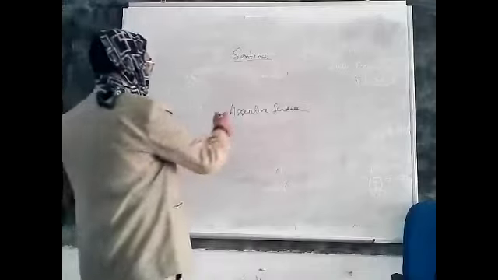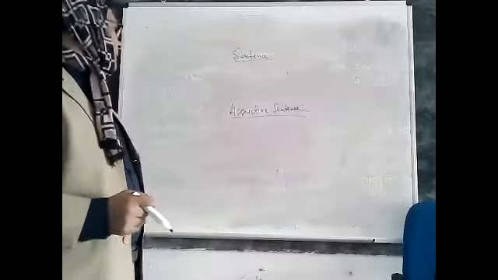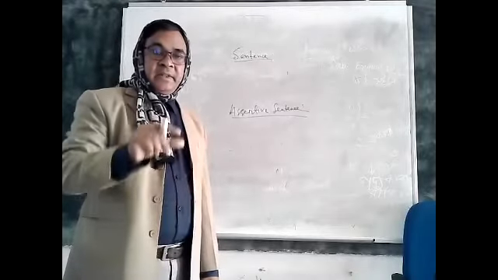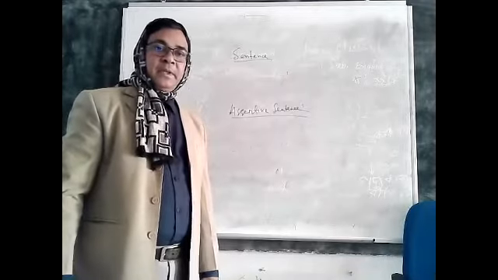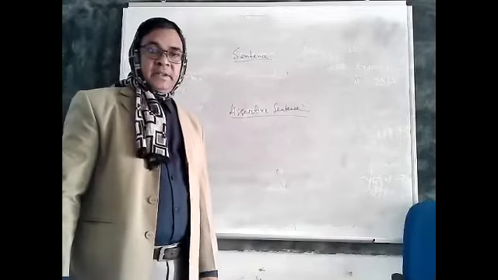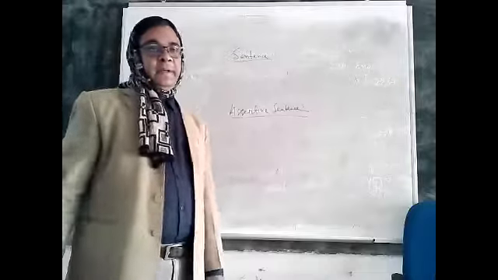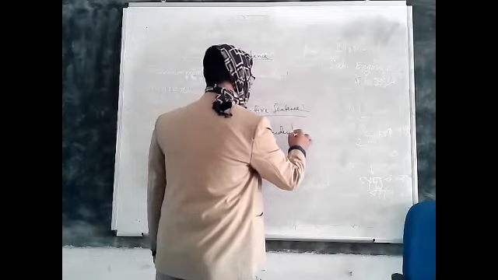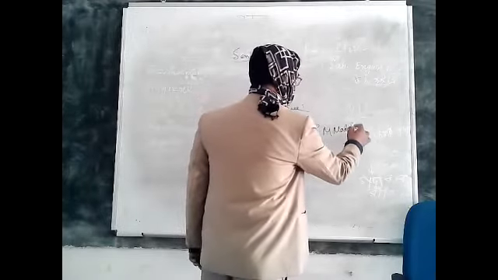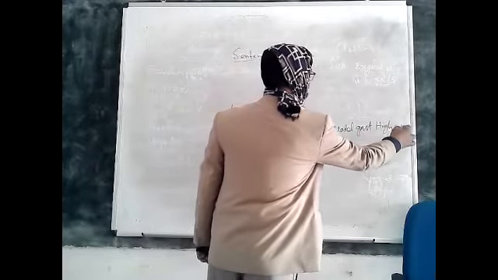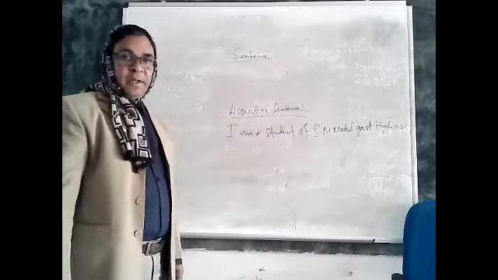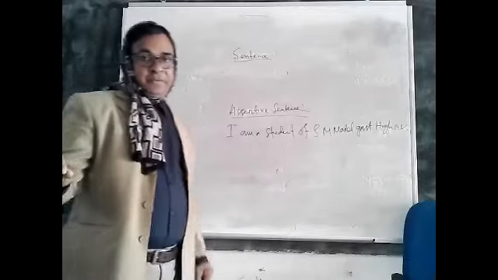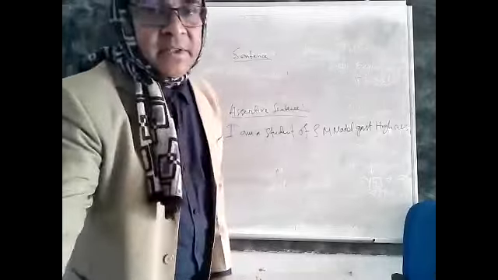What is an assertive sentence? The sentence that gives a statement is called an assertive sentence. An assertive sentence gives a statement. That is, it describes something. Understand? Yes, sir. For example, I am a student of SM Model Law High School. This is an example of an assertive sentence, because it describes something.